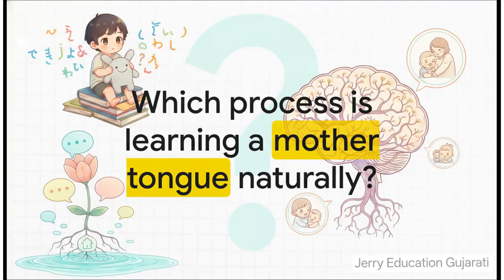Let's test this out real quick with some multiple choice questions you might actually see on the paper. Read the question carefully. Which process occurs when a child learns their mother tongue naturally? Okay, the absolute keyword here is naturally. So the natural learning of a mother tongue is without a doubt C, acquisition.